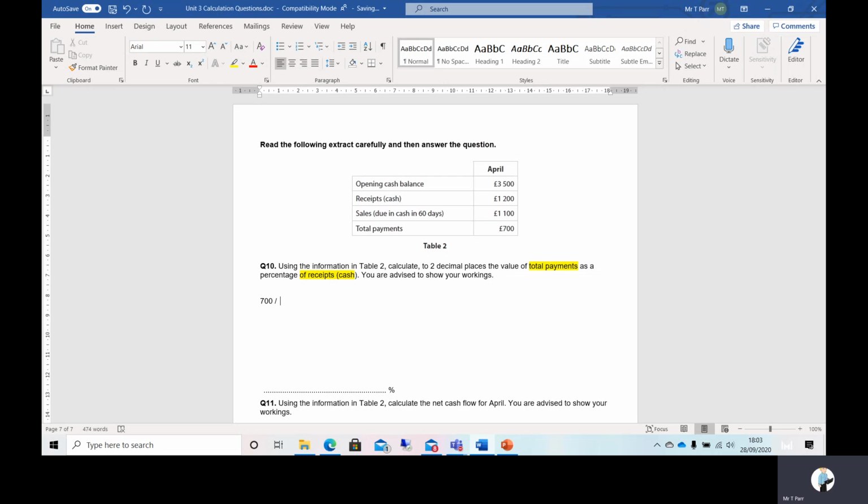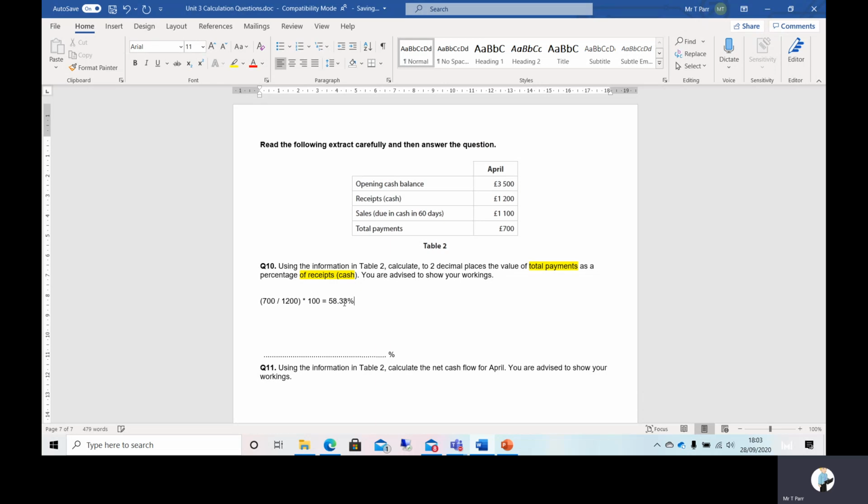So you don't include the sales due in 60 days. It's just going to be that 1,200. Because it's going to be a percentage, we times that by 100. And we end up with, to 2 decimal places, 58.33%. And it's told you to do that for a reason. 2 decimal places. Make sure you do that. If you don't do it like that, you don't get the full marks.